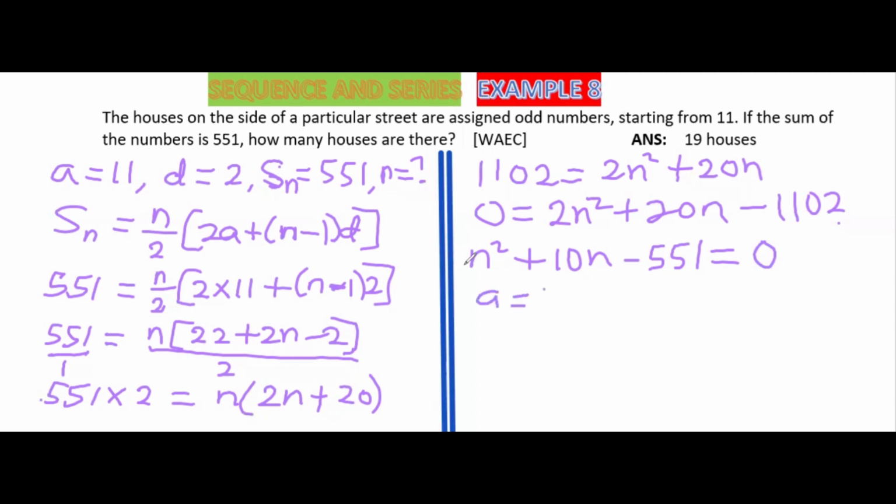A equals 1. B is the coefficient of n, which is positive 10. And C is the constant we have here, which is negative 551. And we are using the formula, which will now be made of letter n, since our quadratic is of letter n.